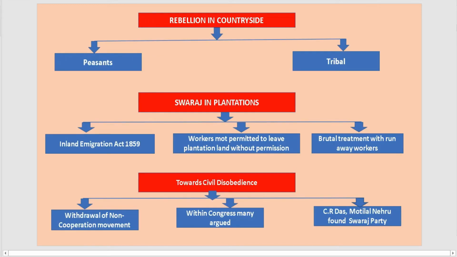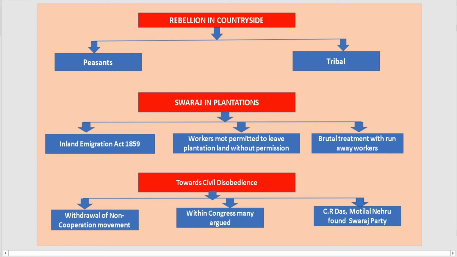It is rebellion in countryside. Of course in the countryside, the peasants and the tribal people reacted and contributed. In this way you can understand, and these are all the important headings. I am also going to provide you the notes of this chapter, where you can easily get all the content in a descriptive manner.